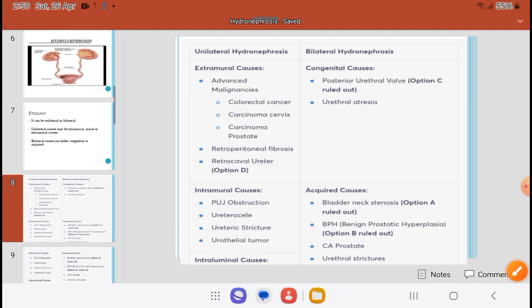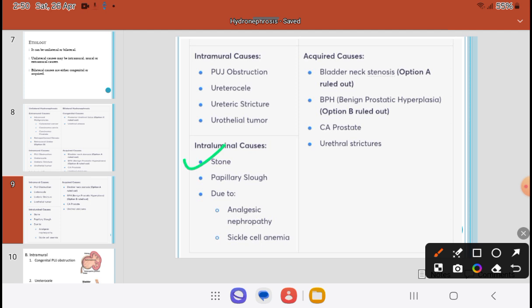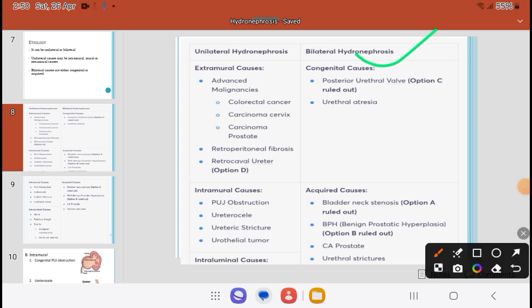Next is the intraluminal cause of unilateral hydronephrosis. This includes stone formation, papillary slough due to analgesic nephropathy, and sickle cell anemia. Let's focus on bilateral hydronephrosis.